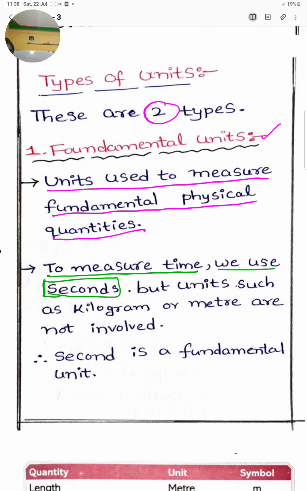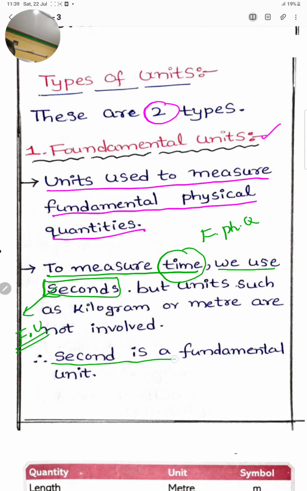Here when we observe, time is the fundamental physical quantity. Seconds is the fundamental unit. Why? Because when we have to calculate the time, we just need units of time only. We don't want other units. That's why time is the fundamental physical quantity. The unit of time here, second, is the fundamental unit.